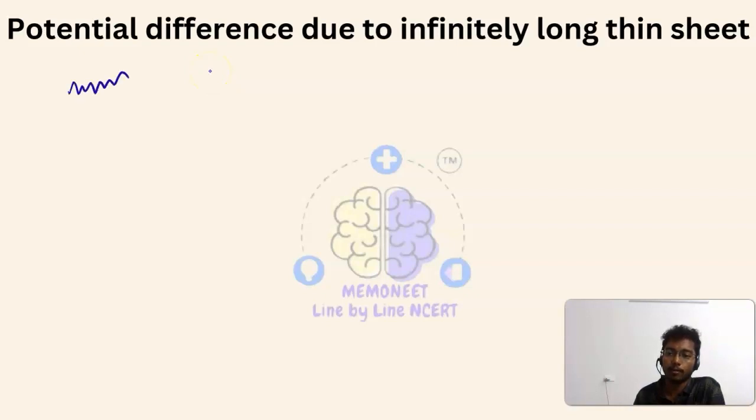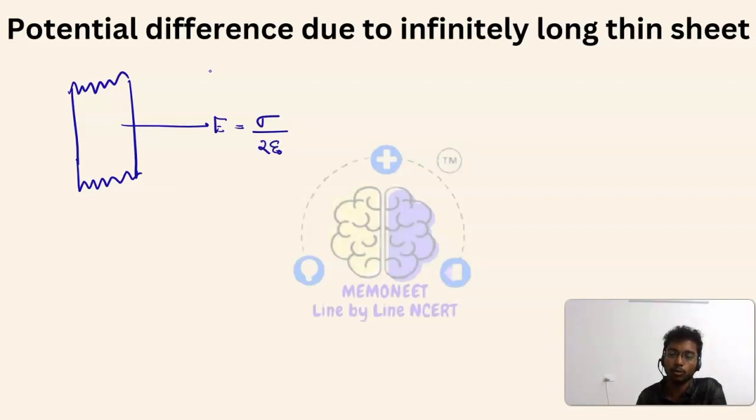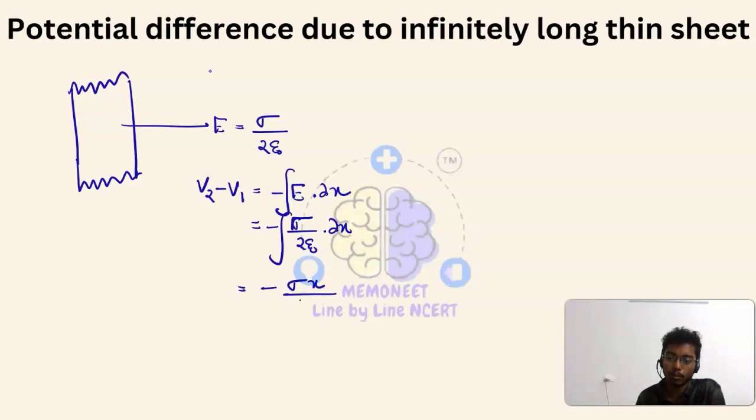Let's say we have a sheet here. We have to find the electric field at this position. So E is equal to σ/(2ε₀). We know this. So the potential difference V2 minus V1 is equal to minus the integral of E·dx. So minus the integral of σ/(2ε₀) dx, which is equal to minus σx/(2ε₀). So this is how we can find the potential difference due to the sheet.